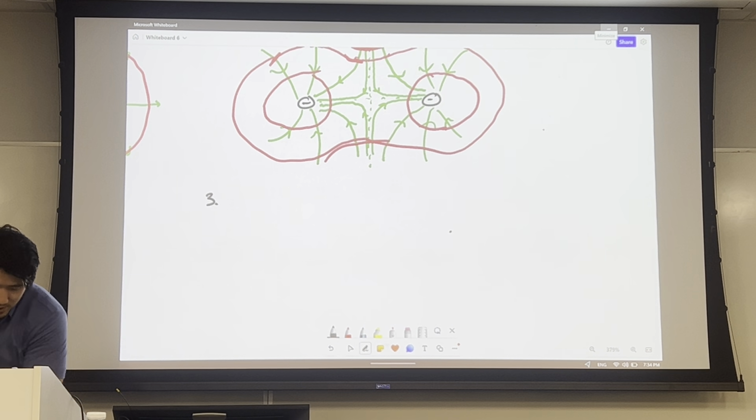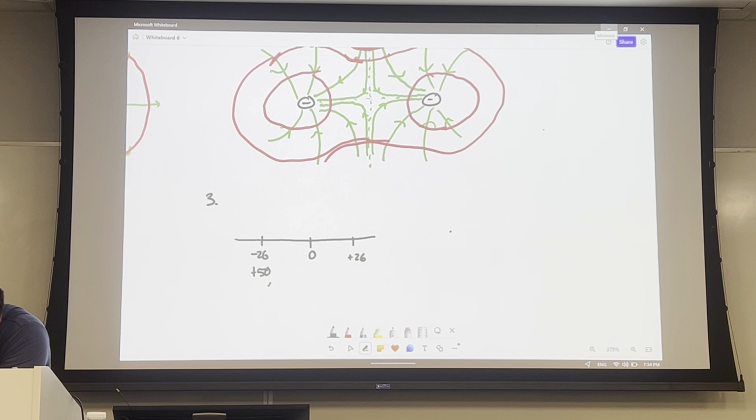In problem 3, I tell you that two charges are on the x-axis, one at negative 26 centimeters, one at positive 26 centimeters, so this is at 0. This has positive 50 microcoulombs. This has negative 50 microcoulombs. I want to know what the electric potential is 30 centimeters above our 50 microcoulomb charge. So we want to know V is equal to what?